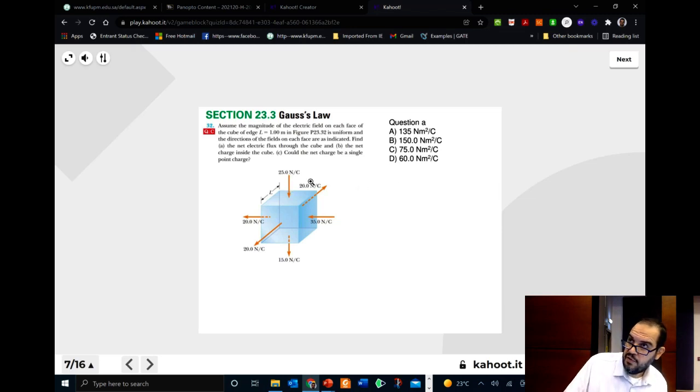So you have 25 newtons per coulomb here moving in, 20 newtons per coulomb in the back surface moving out, 35 newtons per coulomb moving in on this surface, 15 newtons per coulomb down, and on this surface 20 newtons per coulomb moving out, and this is 20 newtons per coulomb moving out of the cube. So first find the net electric flux through the cube. That's question A, and then you need to determine the net charge inside the cube. Okay, 2 minutes.